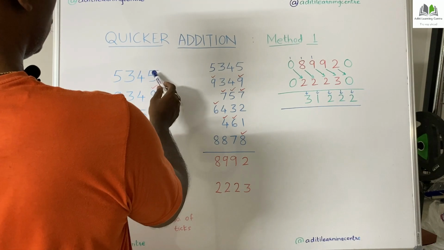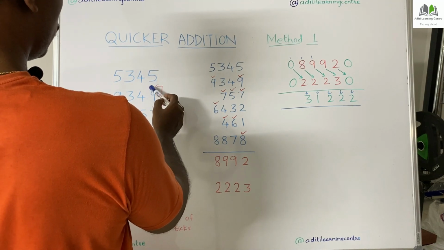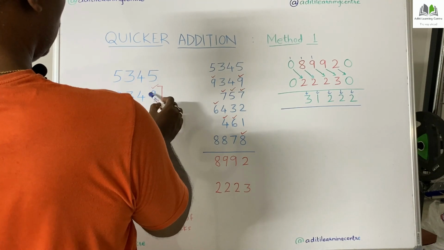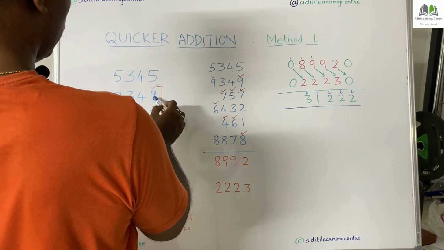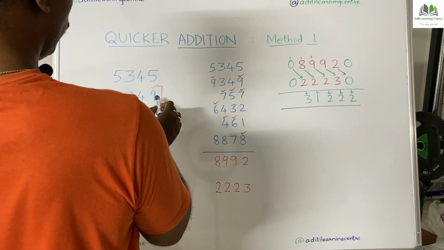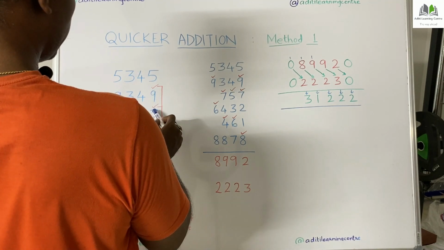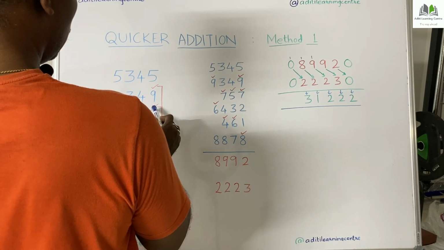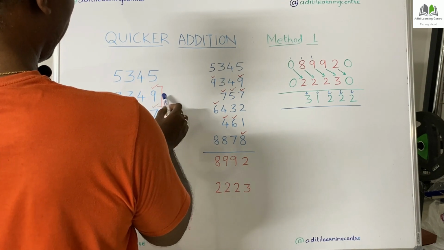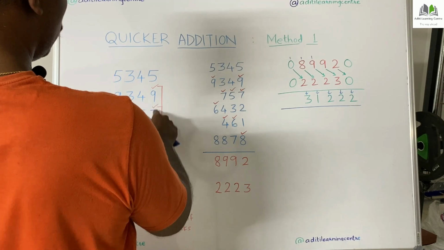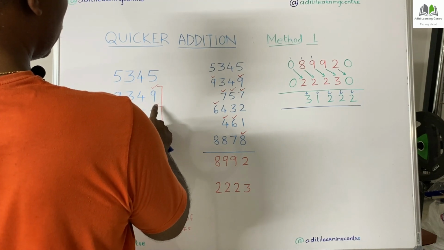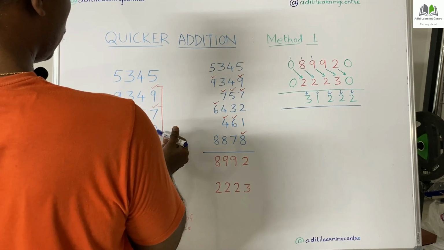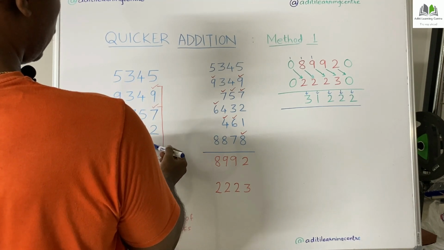For example, 5 plus 9 is 14. So 14 is greater than 10. So we mark a tick here, and the units digit of 14 is 4. So 4 plus 7 is 11. Again, it is greater than 10. So we mark one more tick here. So now 2 ticks. The unit place number is 1. 1 plus 2 is 3. 3 plus 1 is 4.